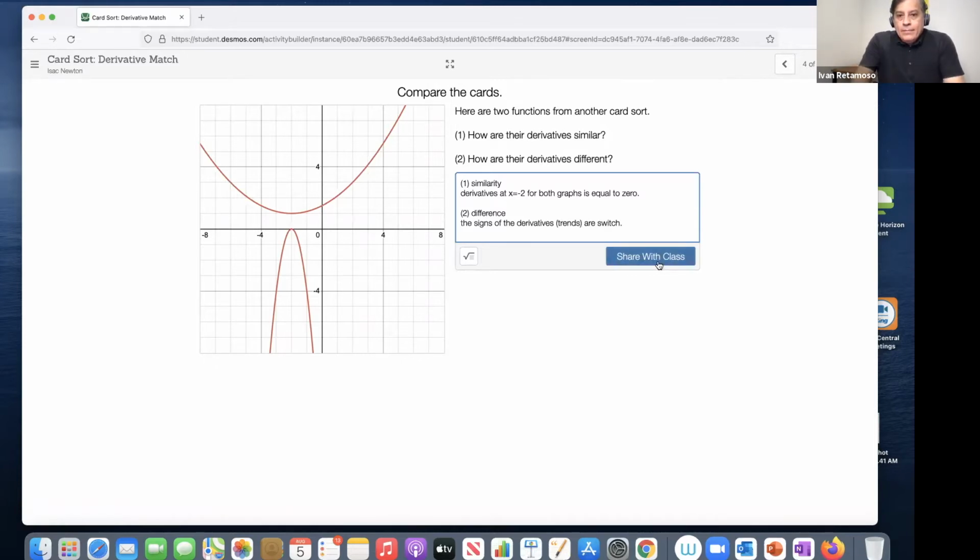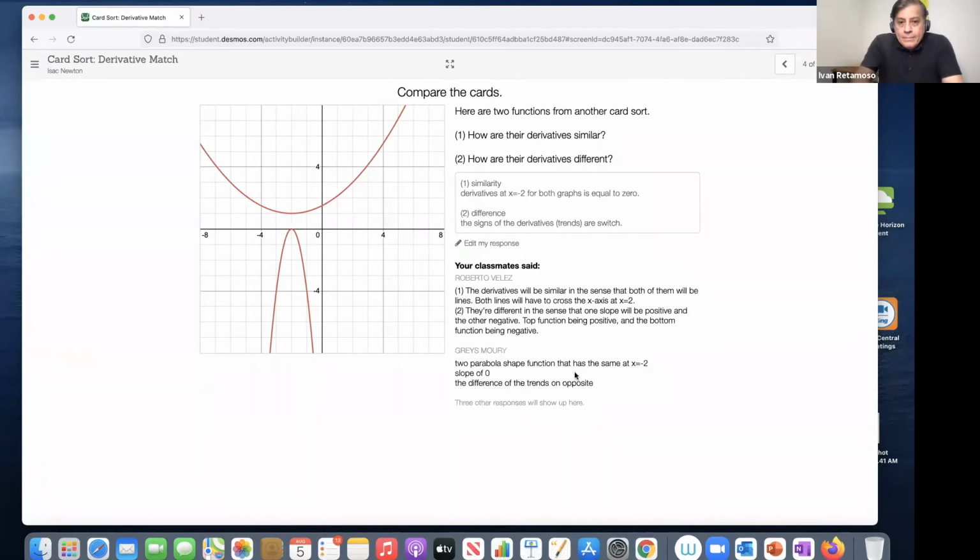All right, so share. Look, Roberto answers something to share function. That's very good. The difference: the trend is opposite. Excellent.